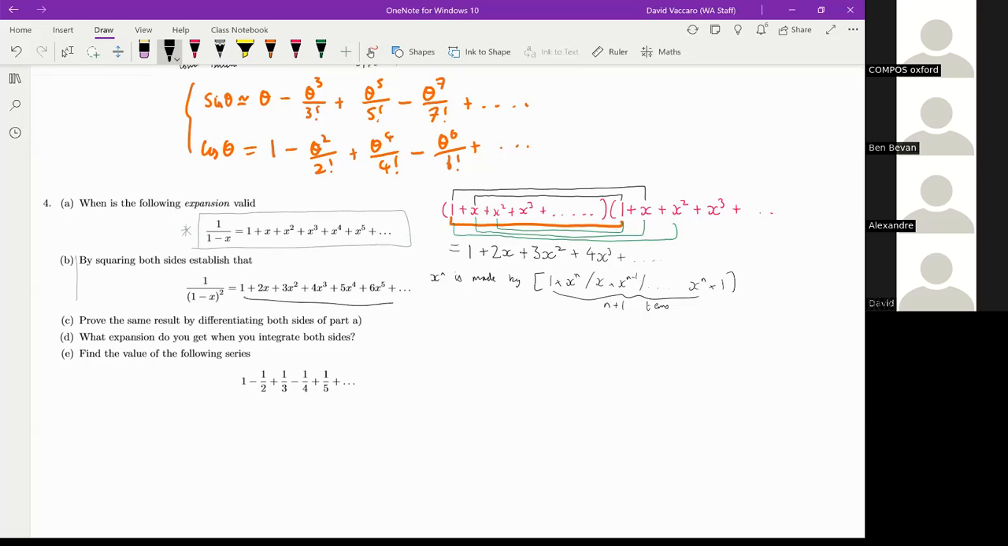Okay, next way of getting new Taylor expansions from old. Instead of squaring them, what else could I do to both sides? Something else I could do would be to differentiate both sides. So what happens if I differentiate 1 over 1 minus x? Well, that's the same as differentiating 1 minus x to the power of minus 1. So by the chain rule, I get a minus 1 times 1 minus x to the power of minus 2. And I differentiate inside the brackets, and I get another minus. So overall, if I differentiate, I get 1 over 1 minus x all squared.